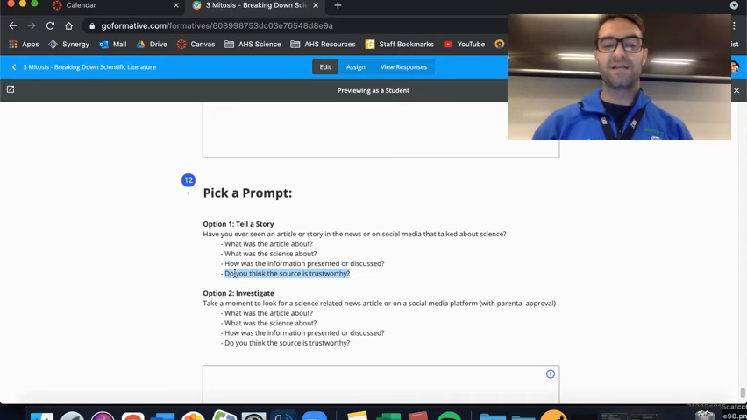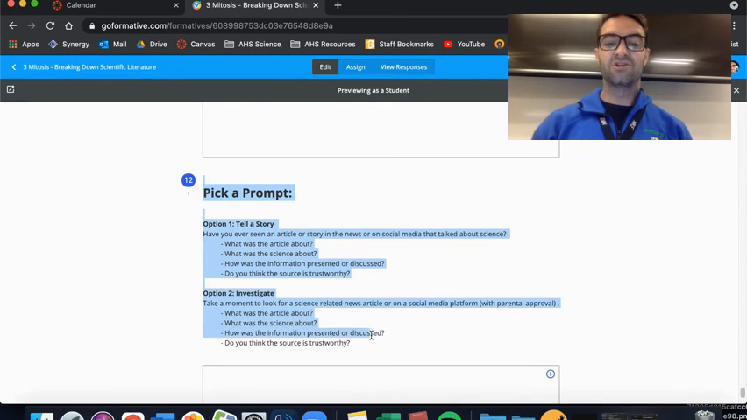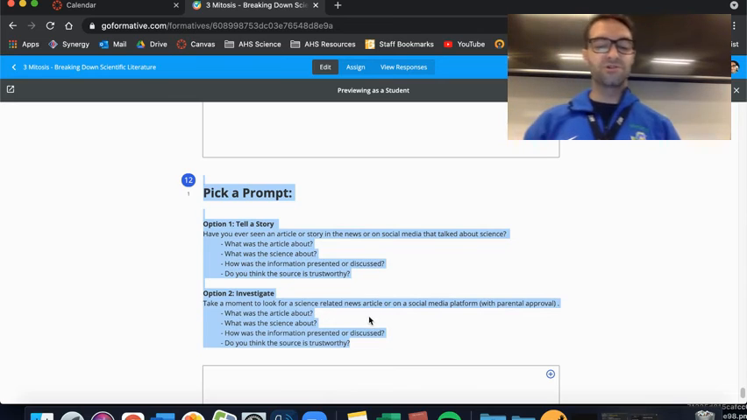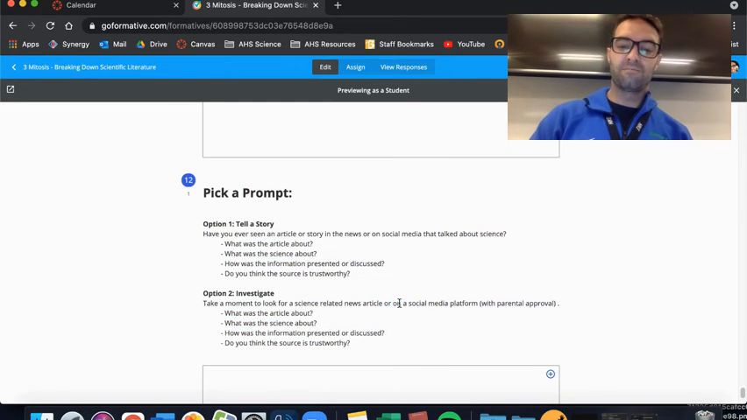So if you haven't had this experience, I want you to take a moment to look for one. And it can be a news article, so you can look on Google and try and find a news article. But I really encourage you, if you have access to social media of any platform, with parental approval, can you find an article or a story that's talking about science of some kind, and then evaluate it?